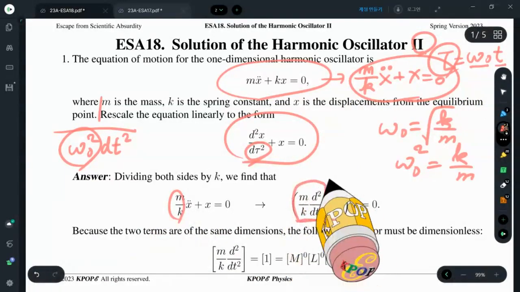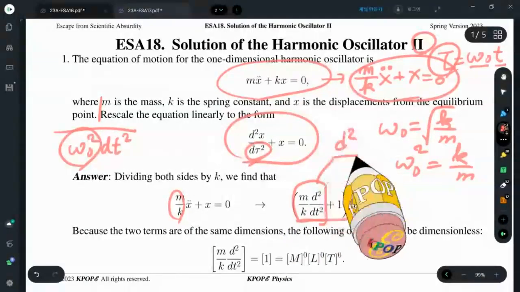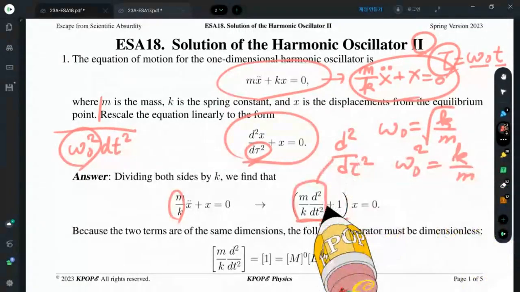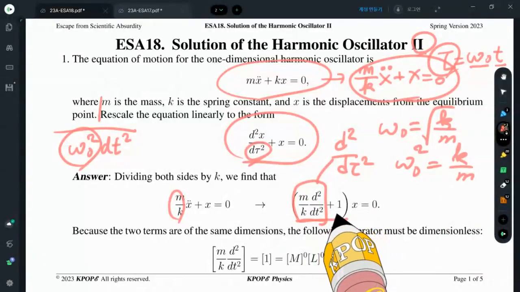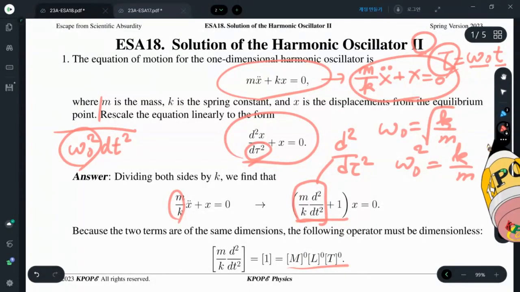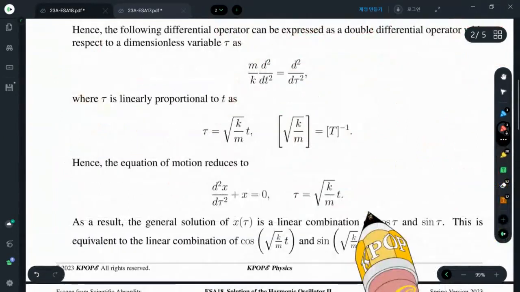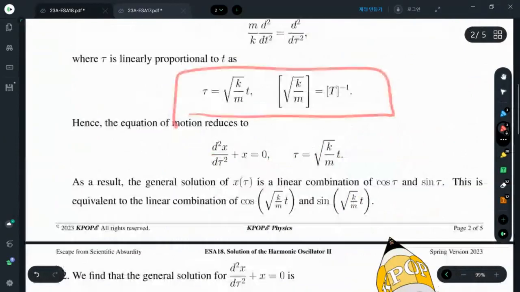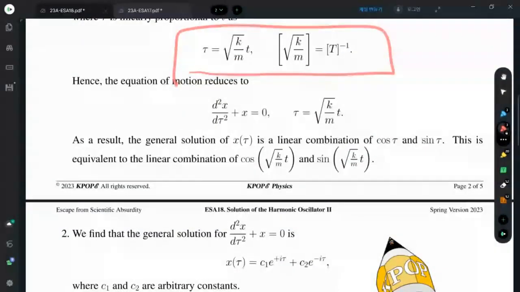So this one was identified with d squared over d tau squared in our previous calculation. And this is the sum of this operator plus 1. That means this operator is dimensionless. So you could have checked this with this. Using that fact, we can revive the scale out of the equation.